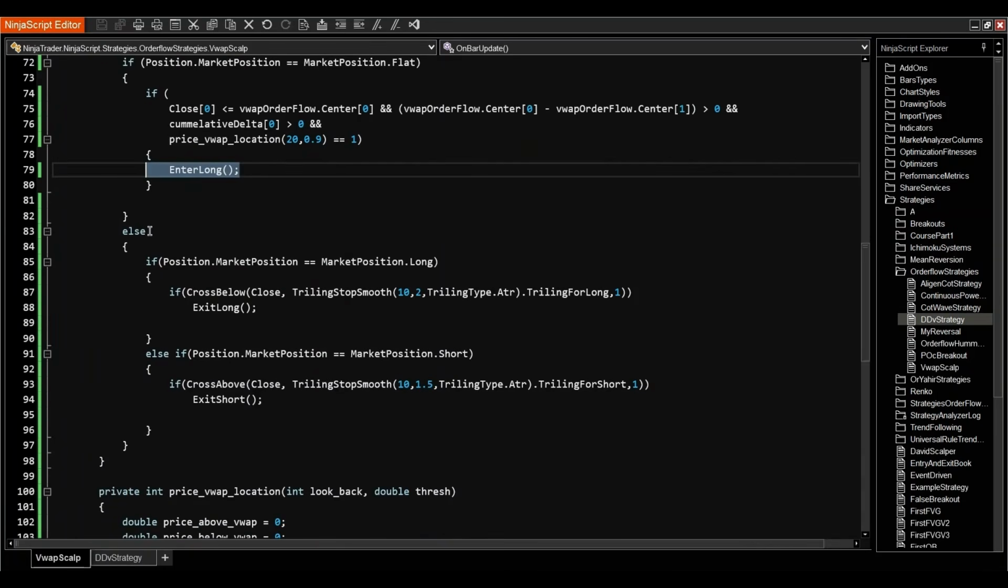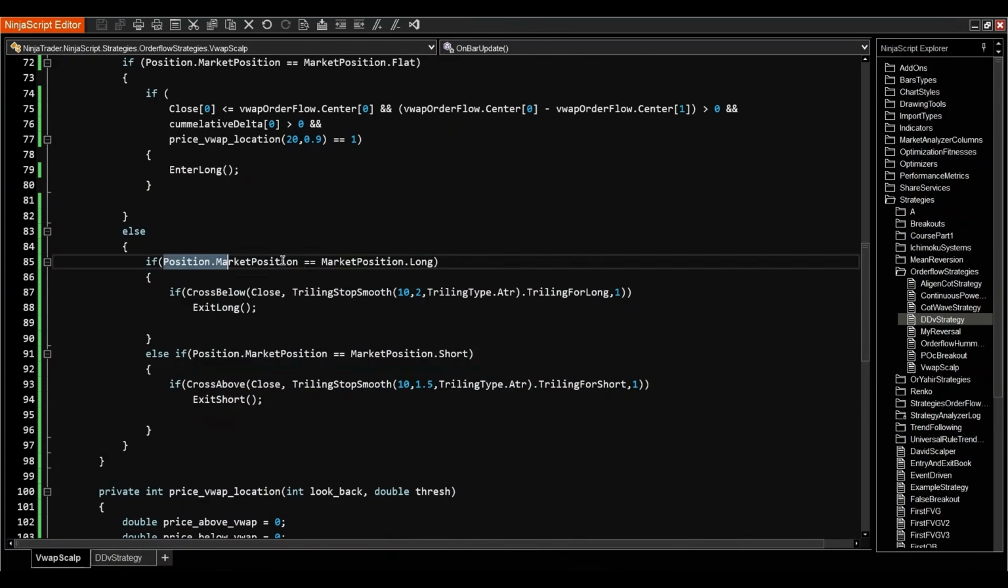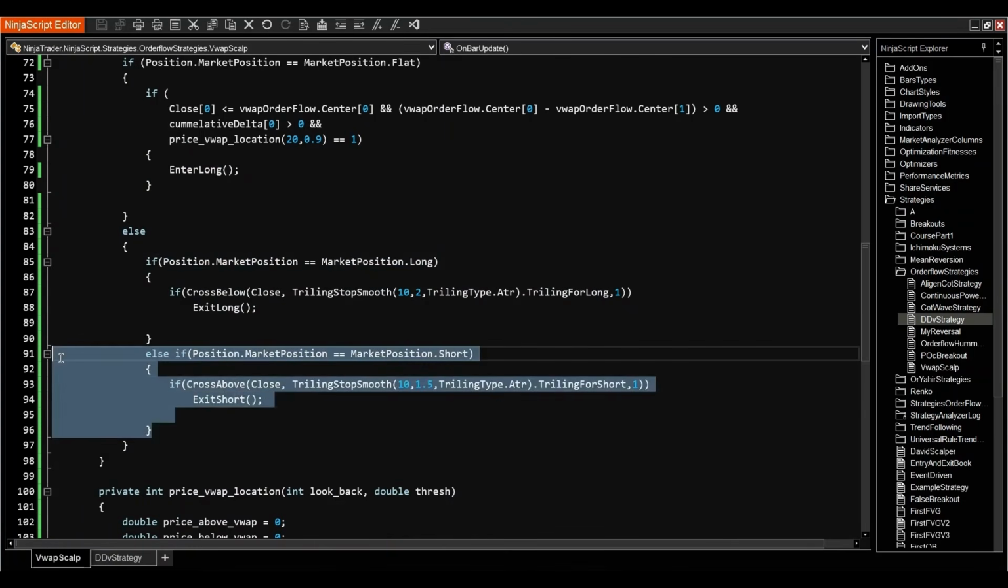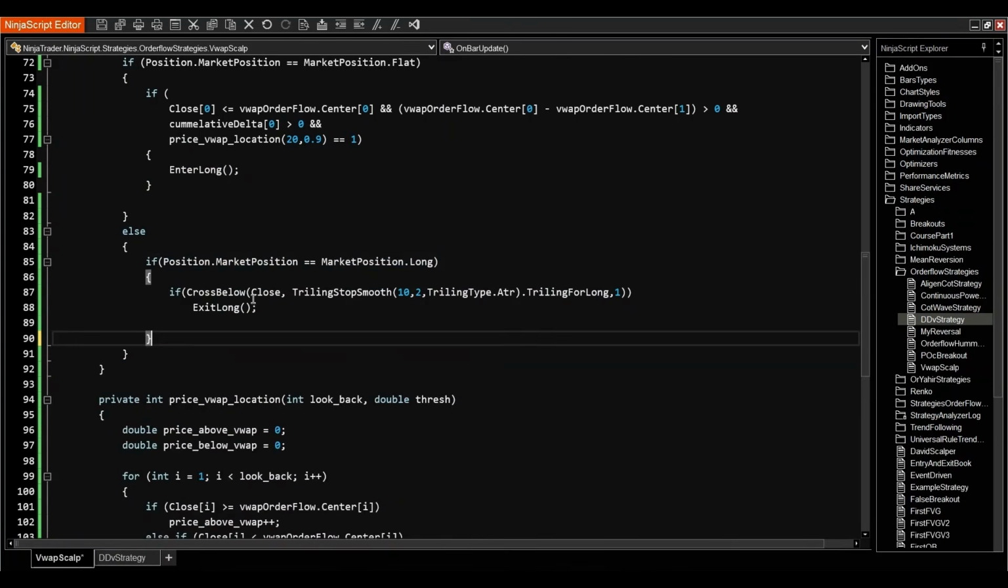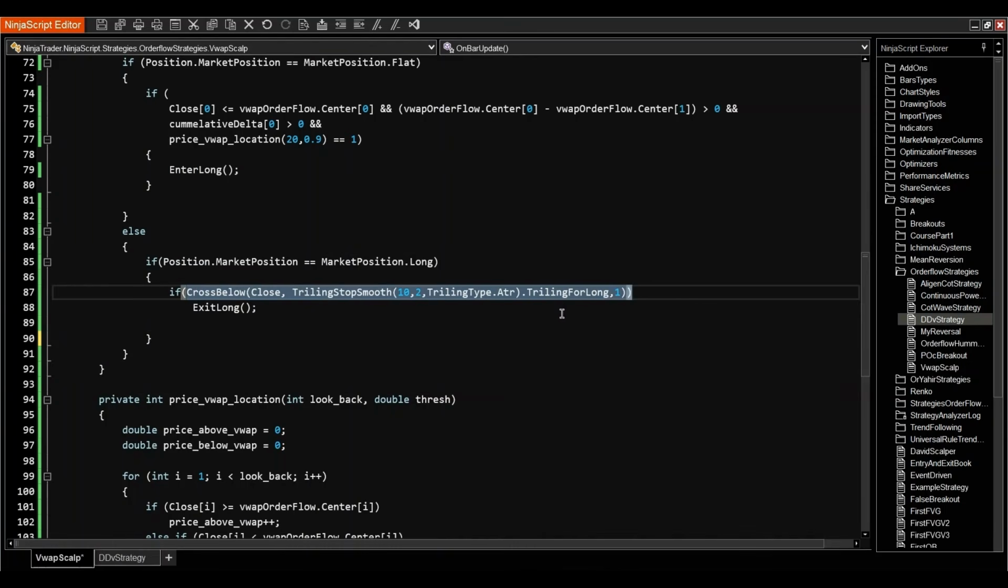Now, if I'm already in a trade, I want to manage it. If my position is a long, and right now I've disabled the short, so it doesn't matter, it's only for longs. If I'm in a long, that's great. I want to see whether the price crosses below my trailing stop line. If it crosses below the trailing stop line, which is based on the volatility in the market, specifically on the ATR or average true range, then I exit the long.